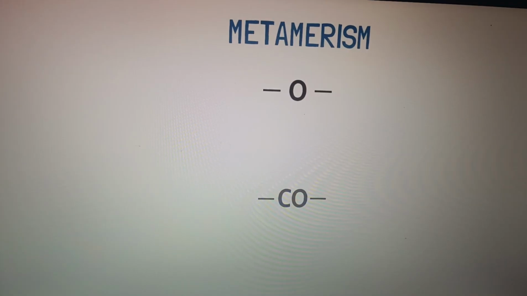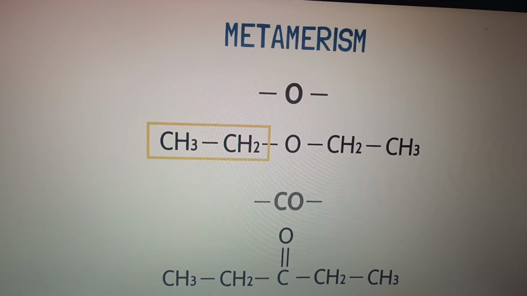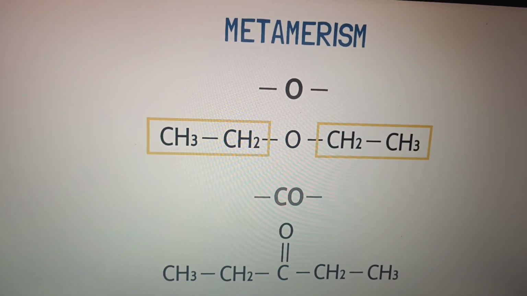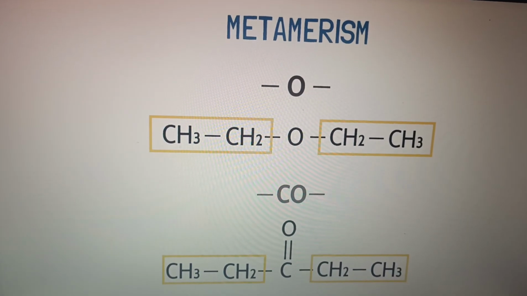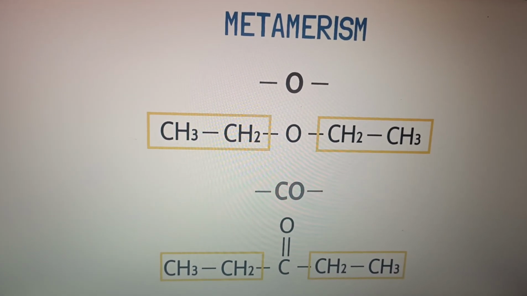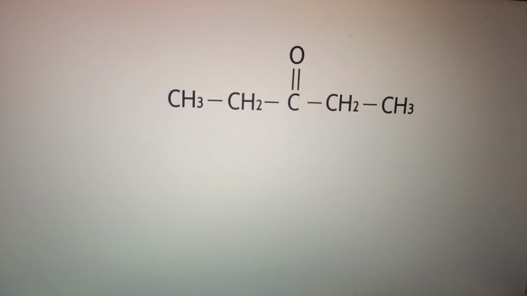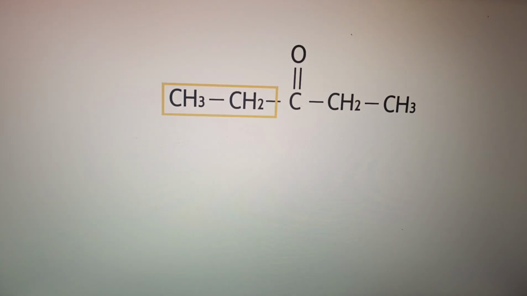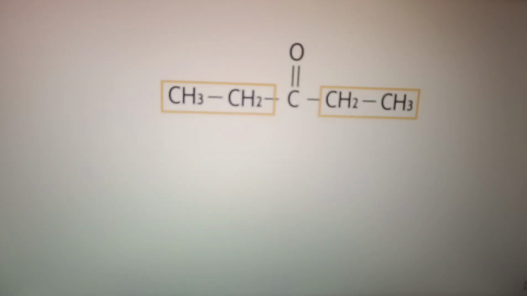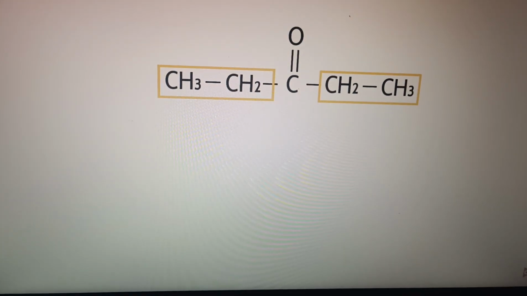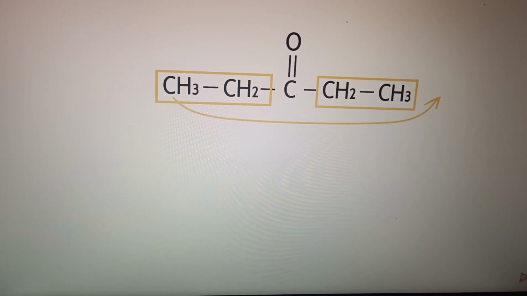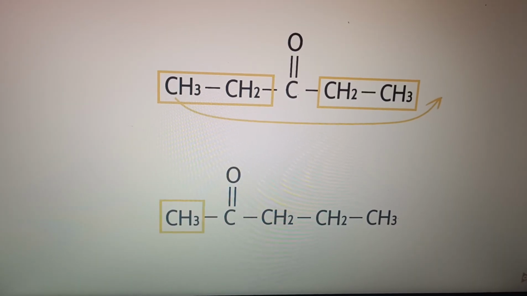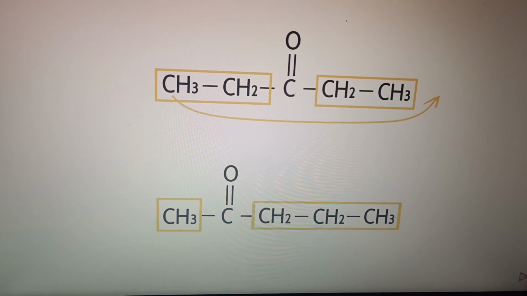It is an ether and ketone. They have the same side chains. Both sides have a carbon chain, in ketone and ether. Let's talk about the example of a ketone. In this ketone, the two sides have two carbons. Let's move this methyl carbon to this right side. It will form this. So now in this ketone, the left side is 1 and the right side is 3.